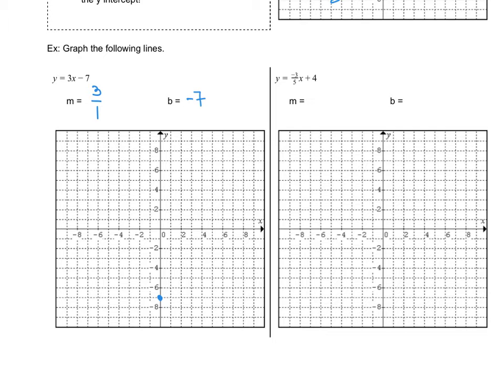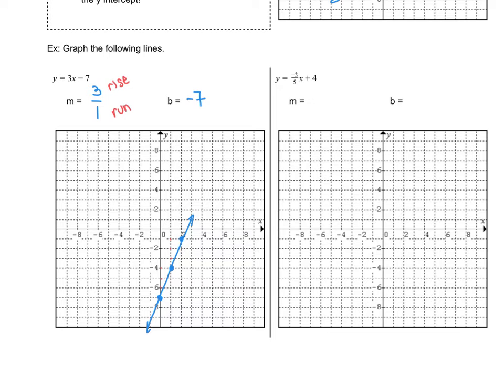And now I'm rising 3, running 1. So 1, 2, 3 up, and 1 to the right. So here's my next point. And then I can do it again. 1, 2, 3 up, 1 to the right. I can do this as many times as I want, but at this point, I can just connect the dots. And again, don't forget arrows at the ends because this line will go on forever.